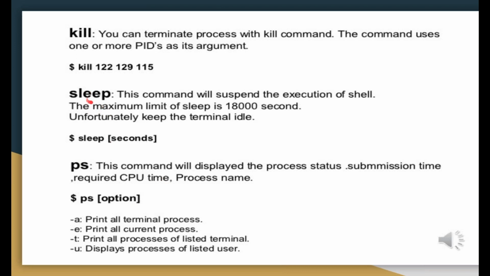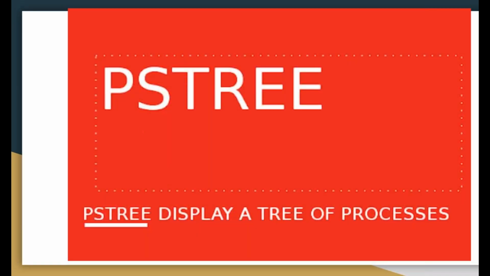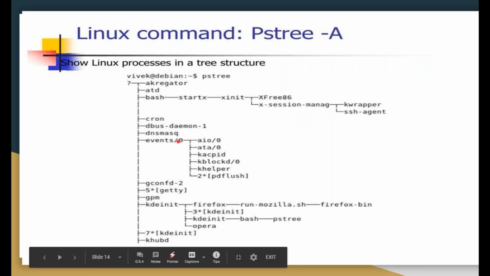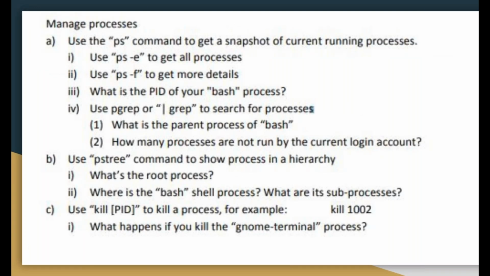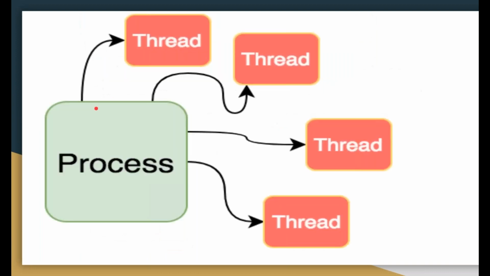Similarly, the sleep command makes the system pause for a few seconds. Then the kill command. Then to see the hierarchical structure of your processes, who is a parent, who is a child, and who are all the users, the tree structure, hierarchical from parent to child relationship. Then we discussed top to check the system resources. To visualize processes, we use the pstree command.